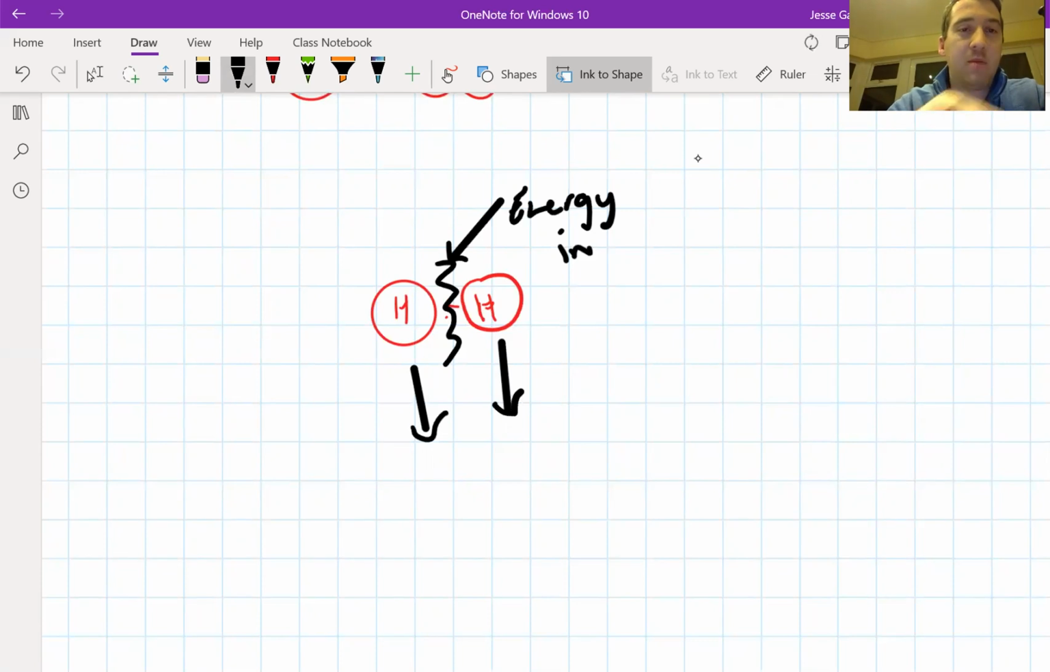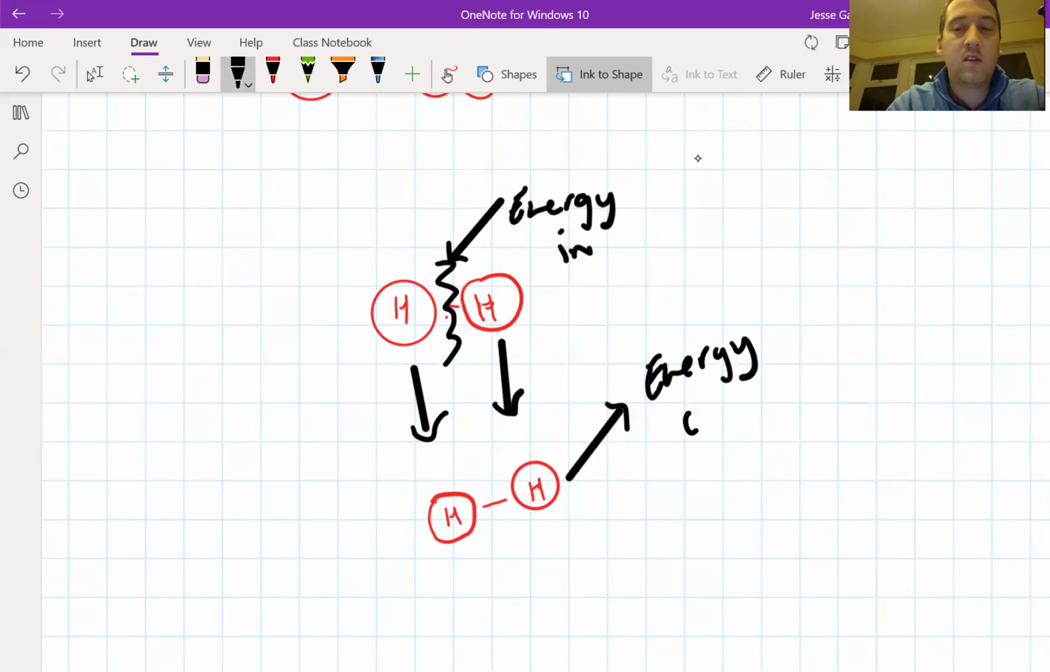And because this is an element, when those hydrogen atoms rejoin to make hydrogen again, that gives energy out to the surroundings. Now, because it's the same bond I'm breaking and I'm making, I'm breaking a hydrogen-hydrogen bond, and I'm making a hydrogen-hydrogen bond. These amounts of energy are equal. So to produce an element from itself, there's no overall energy change.